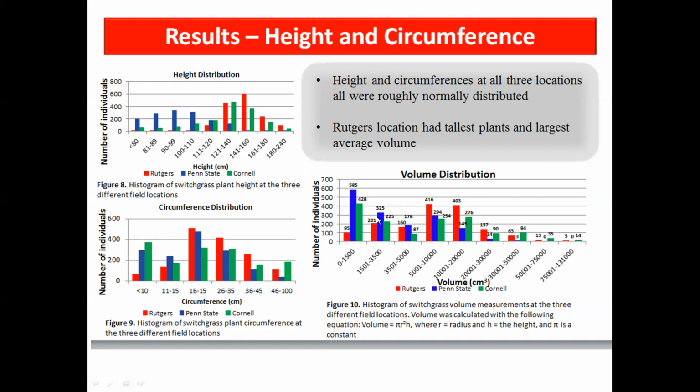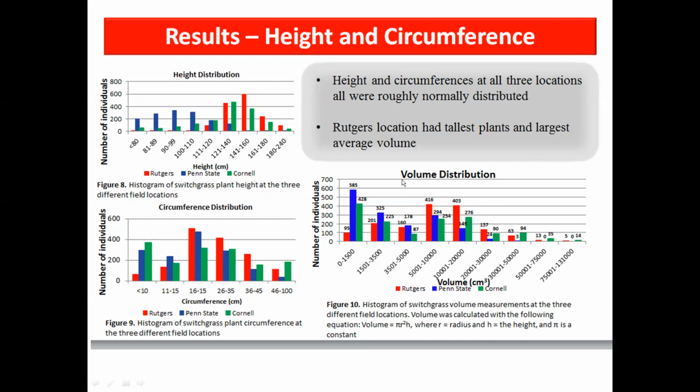So using the height and circumference measurements and making the assumption that the plants formed a cylinder when being measured, the volume of biomass could be estimated using the formula for the volume of a cylinder, which is equal to pi times r squared, the radius squared, times the height. This is shown in the histogram over here on the right.